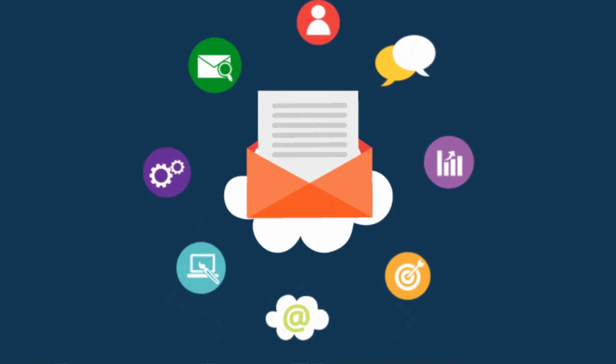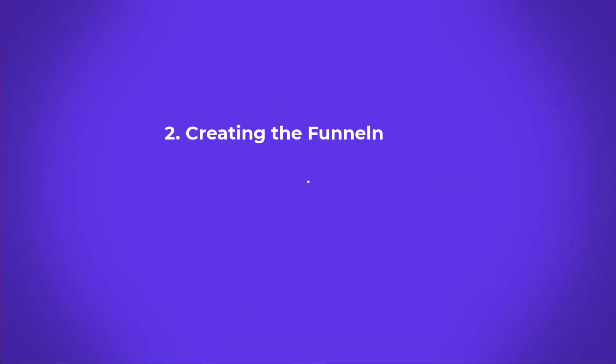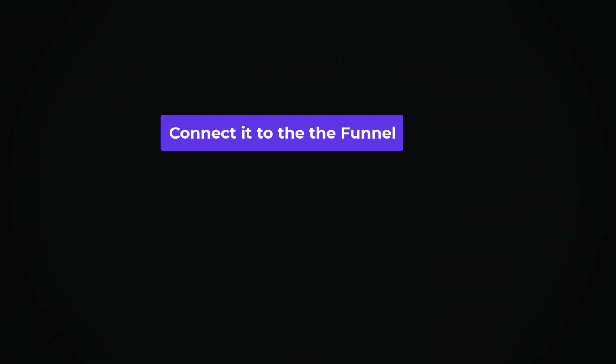For us to build this funnel, there are three things we need to do. The first is we need to create an account with Systeme. After creating the account, then we'll create the funnel. After creating the funnel, we'll create the email. After creating the email, then the last step is now connecting the email to the funnels.